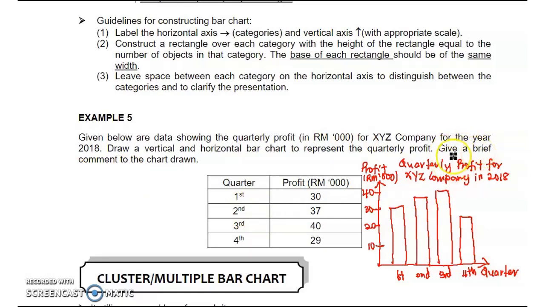Then the question asks you to give a brief comment. As I said before, give a brief comment; at least you compare highest and lowest. So let's say from this graph, we can say the graph shows the quarterly profit for XYZ company in 2018. We can see that the highest profit was recorded during the third quarter, and the least profit was recorded in the fourth quarter with a profit of 29,000, for example. Okay, enough brief comment.